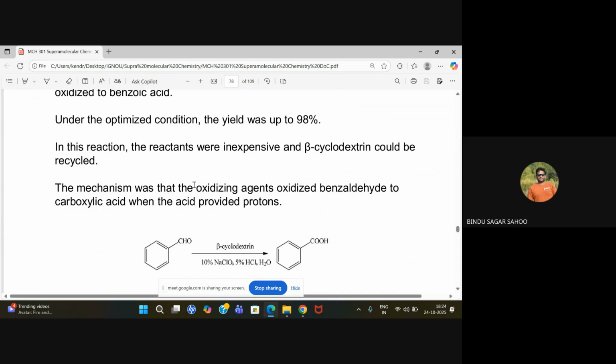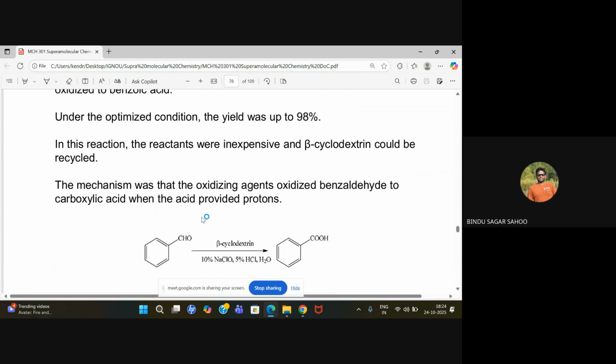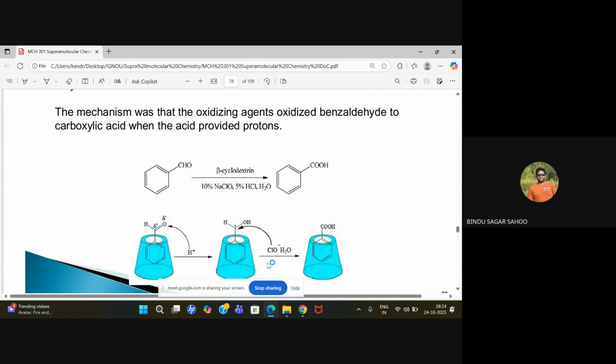The mechanism was that the oxidizing agents oxidize the benzaldehyde to carboxylic acid when the acid provides the proton, particularly here after the formation of COOH or carboxylic acid. Here you can see after the formation of the aldehyde, if you are taking the acidic group HCl, then the H plus will interact with the oxygen atom and it will form a structure like that.